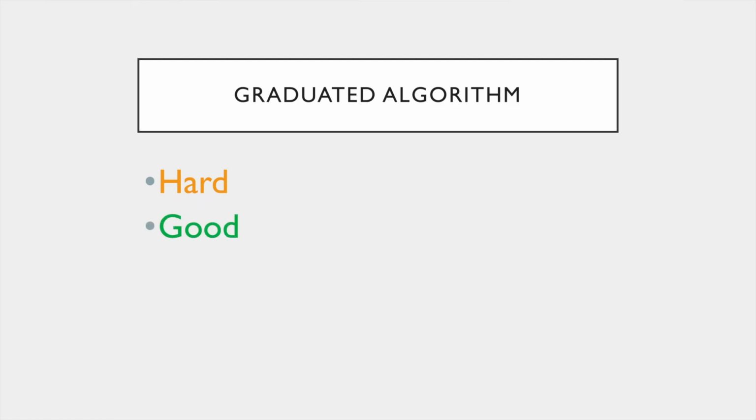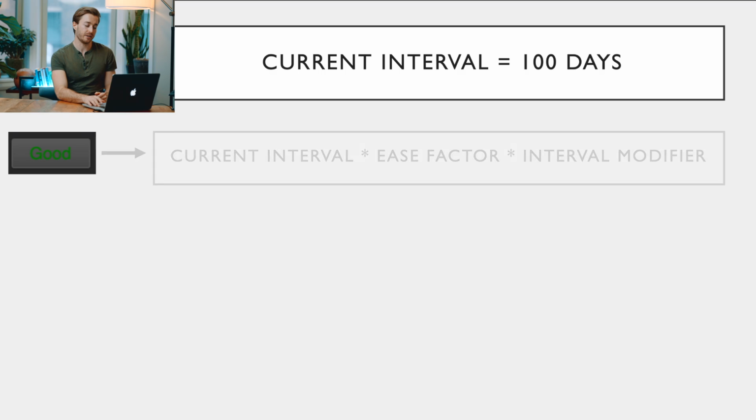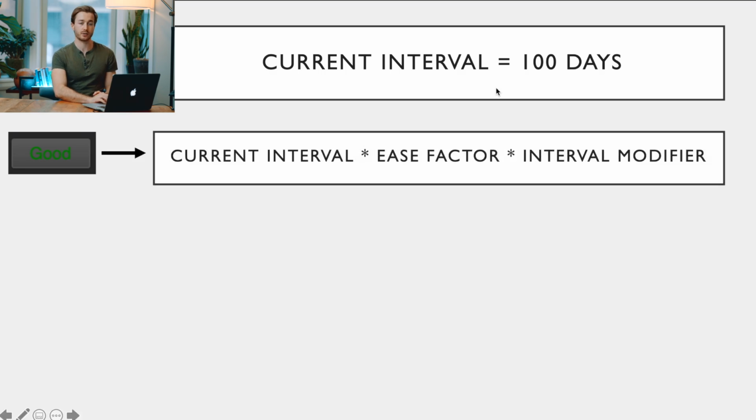Okay, so now what happens if you hit good? If you hit good on a card with a 100-day interval, like your current interval is 100 days, remember, we have the current interval, which is 100 days, and we have this new thing called the ease factor, and we have our interval modifier, which I talked about, right? The ease factor is kind of complicated, probably the most complicated thing I'm going to talk about, and it's kind of this hidden value within every individual one of your Anki cards.